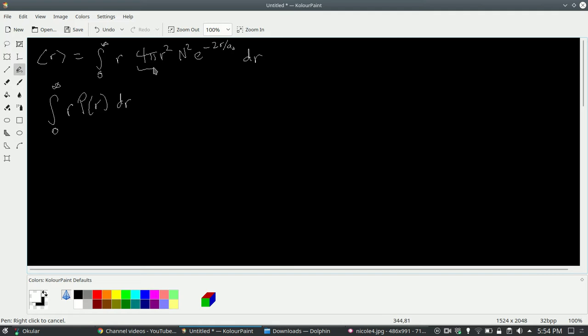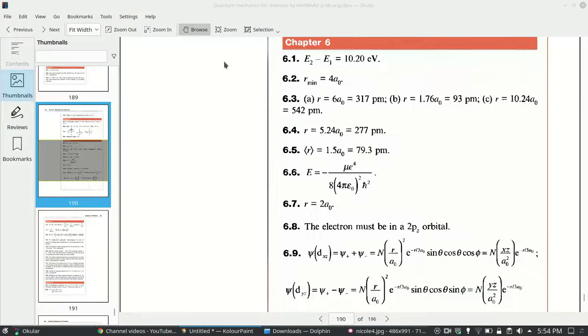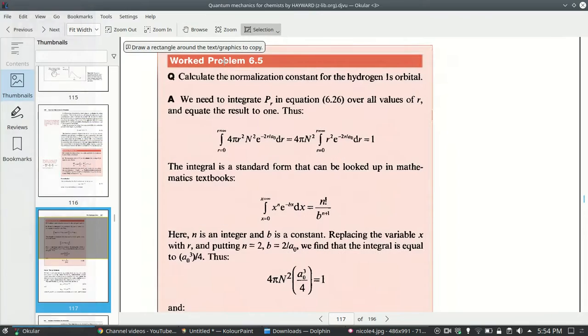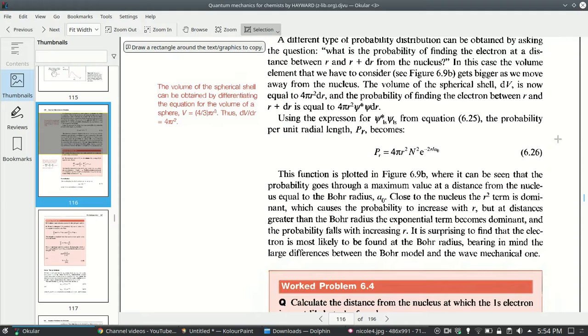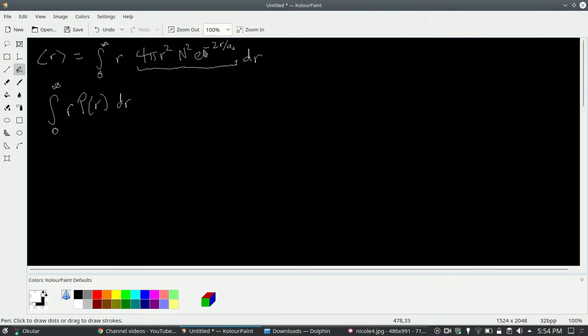So this is p of r here. This right here, all that is p of r, the probability of r. Where did I get that? That was equation 626 over here. That was equation 626 right here. So I just copied that and put it right next to the r. The integral of r, and then equation 626, which is p of r, and dr. All right? So now that is what we are going for.